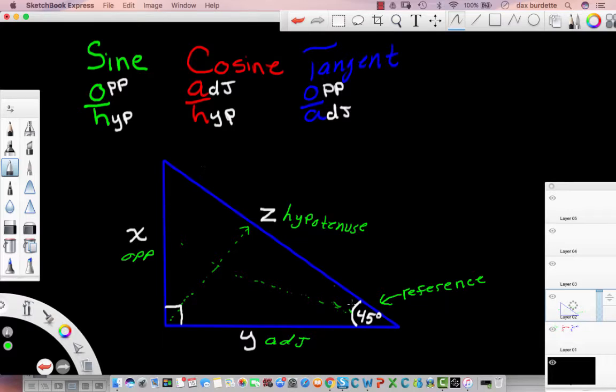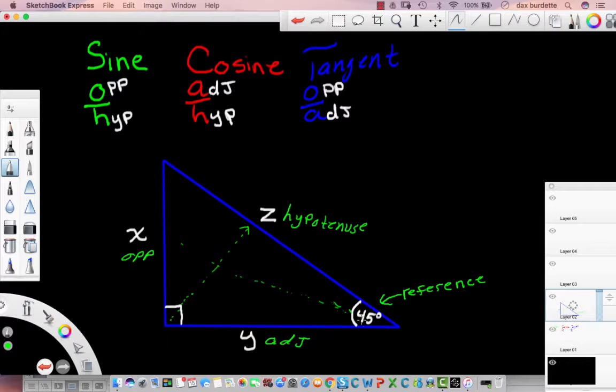But this side is the hypotenuse. This is the longest side. So the other side will be considered the adjacent side. Once you identify the hypotenuse and the opposite side, the adjacent side is pretty much obvious. All right. So with that said, let's go ahead and set up some ratios.